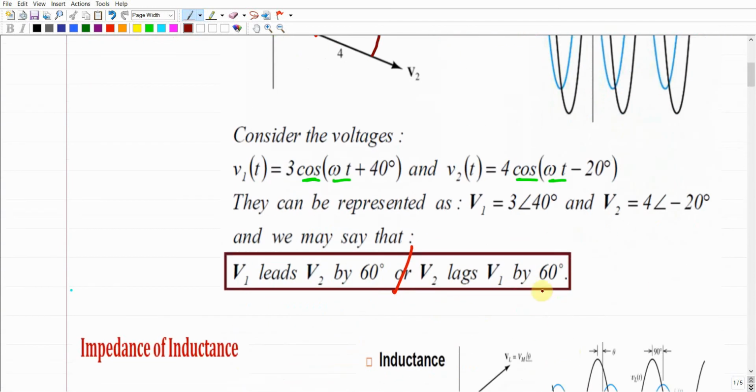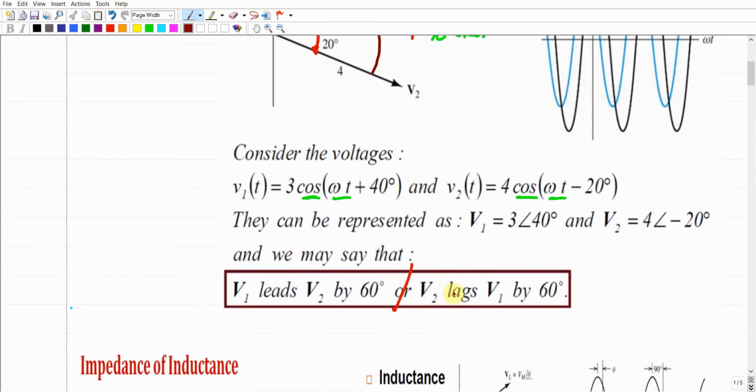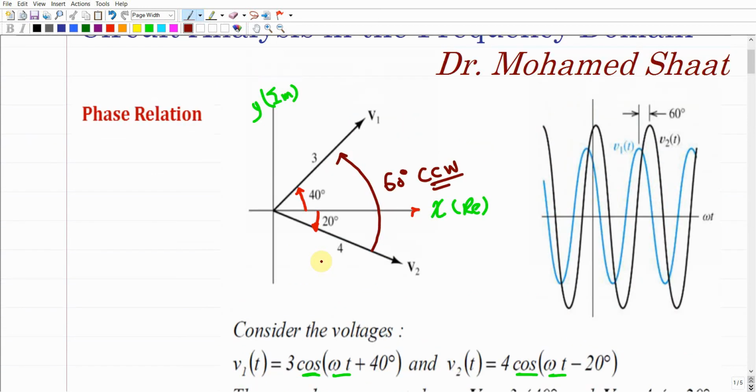Lags here indicates that you are already rotating in the clockwise direction. So that's why lag indicates something negative, right? It comes after. It already comes late, kind of, by 60 degrees. It means that V2 comes behind or after V1 by 60 degrees. So this is how we can relate one phasor to another phasor in terms of the phase angle.